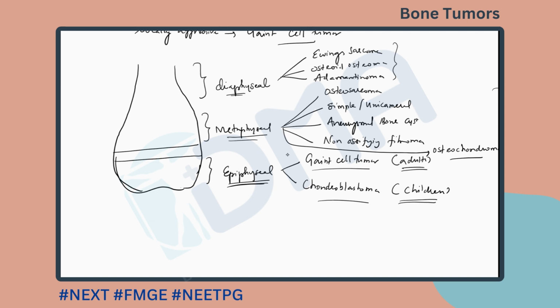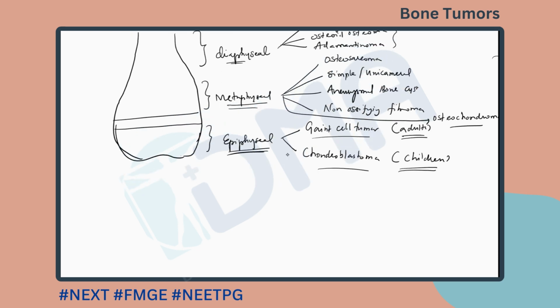For example, all of the following tumors occur in the diaphyseal region except, they will give Ewing's sarcoma, adamantinoma, osteoid osteoma, and they will give osteochondroma. So the answer will be osteochondroma. Clear? So MCQs can come like this. Most frequently asked topic in this region.